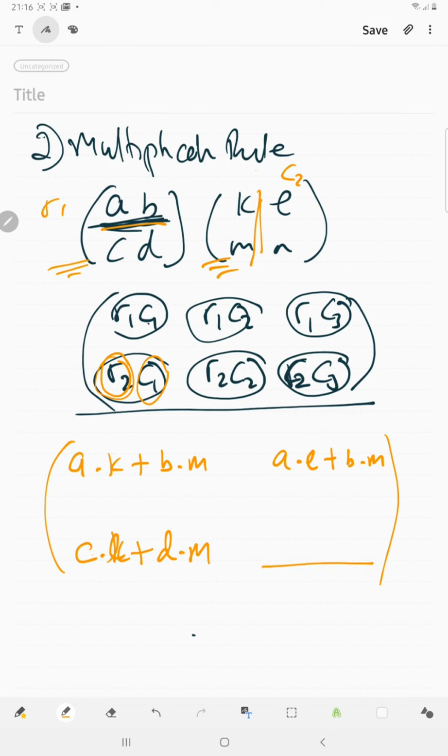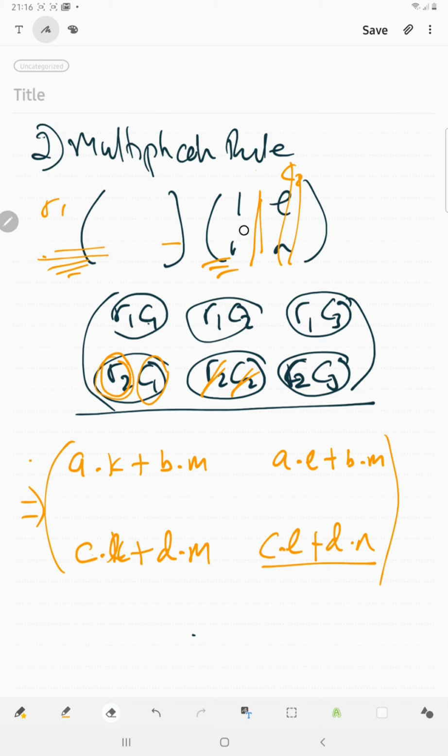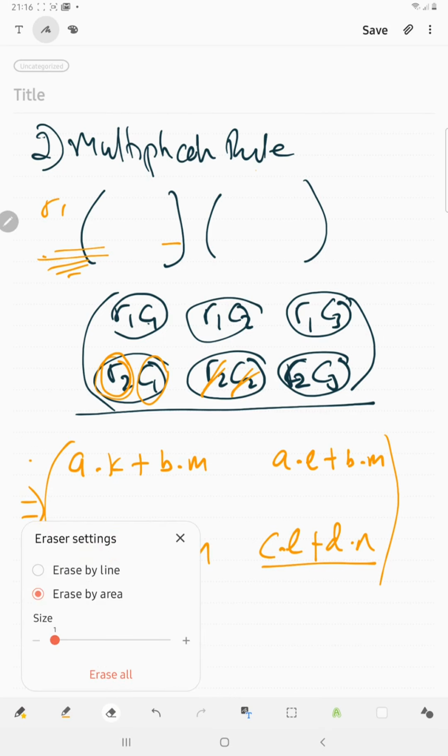Now if I come to this last point, it means that I need to take row 2 and column 2. So this is row 2 and this is column 2. So I will say C multiplied by L plus D multiplied by N. So that at the end of the day, you are able to determine the values. In a practical scenario, we can substitute these by putting numbers, and then you can easily substitute the values.